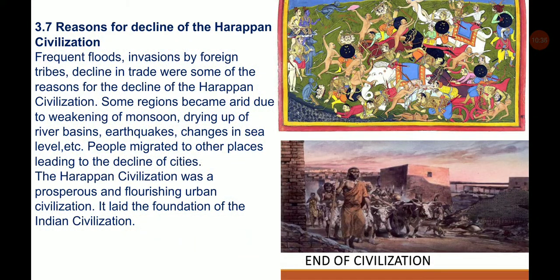Reasons for decline of Harappan civilization. How did the Harappan civilization decline? Frequent floods, invasions by foreign tribes, decline in trade were some of the reasons for the decline of the beautiful Harappan civilization. Some regions became arid due to weakening of monsoons, drying up of river basins, earthquakes, changes in sea level, etc. People migrated to other places, leading to the decline of cities.